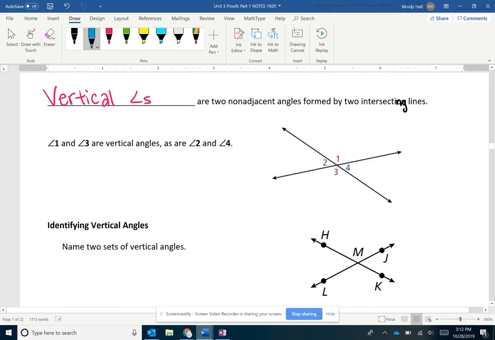So then, vertical angles are two non-adjacent angles formed by two intersecting lines. So these are angles that don't touch each other, and they are formed by two intersecting lines. So if we look at angle 1, its vertical angle would be angle 3 because it is not next to it. And then angles 2 and 4 would be congruent to each other because they are opposite of each other, and they are vertical angles. One way to spot vertical angles is to notice when you see an X with two lines that intersect.